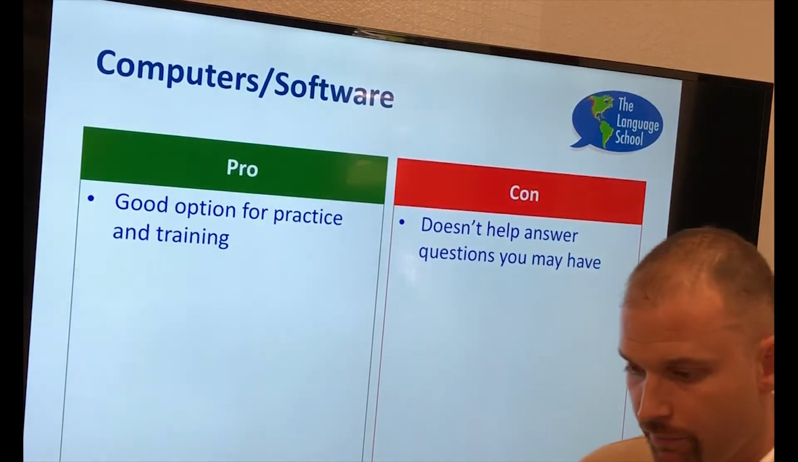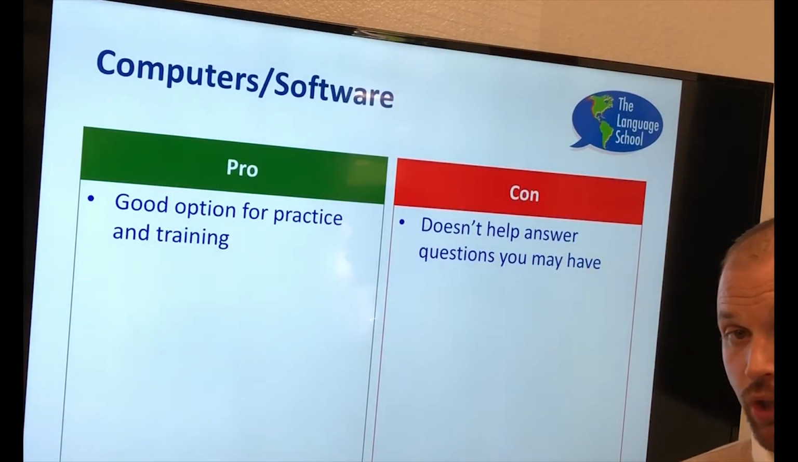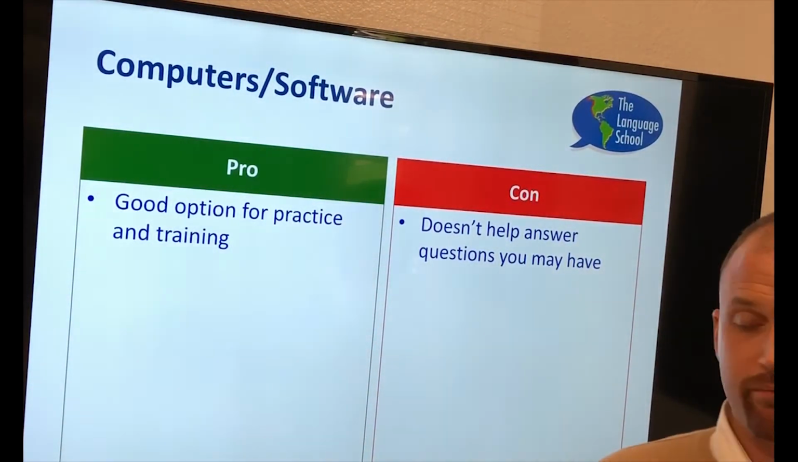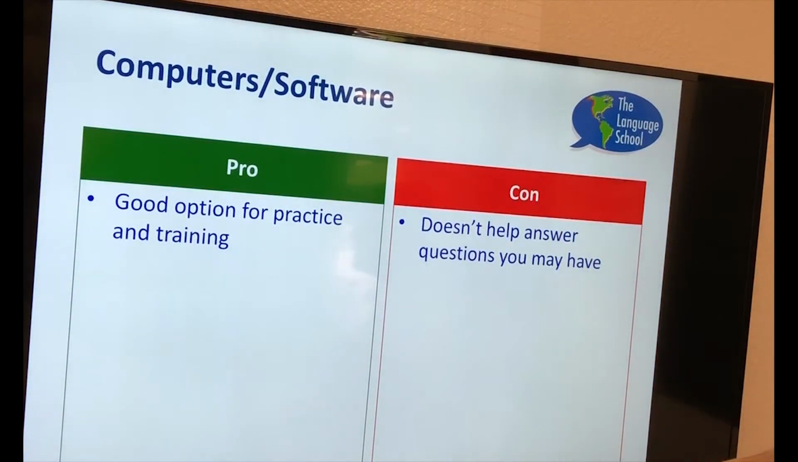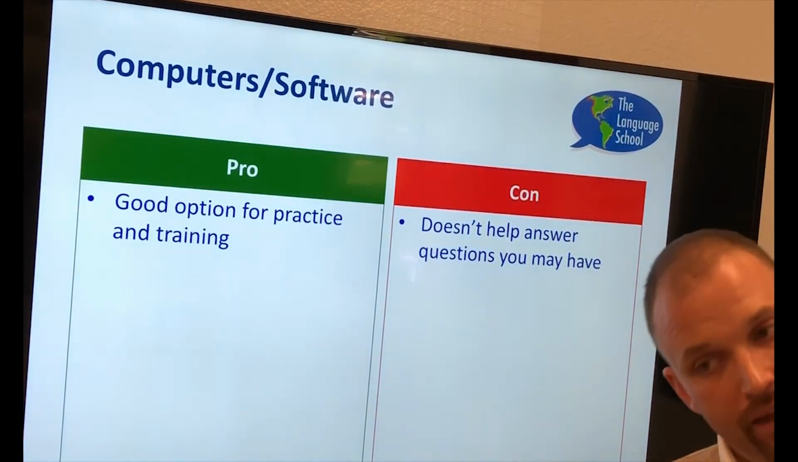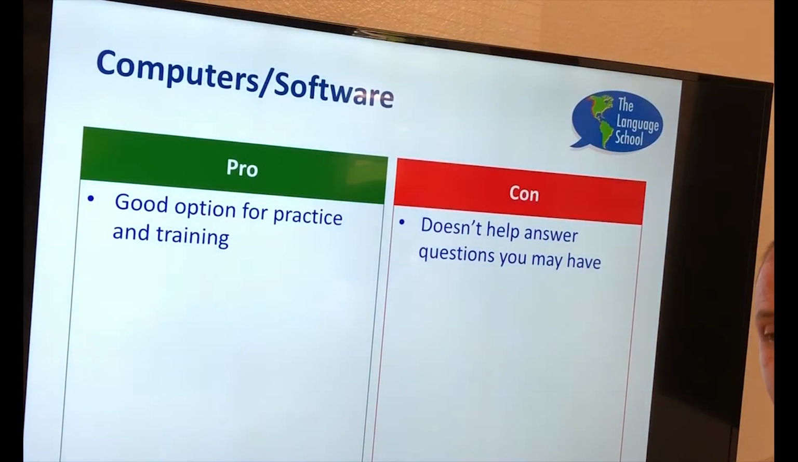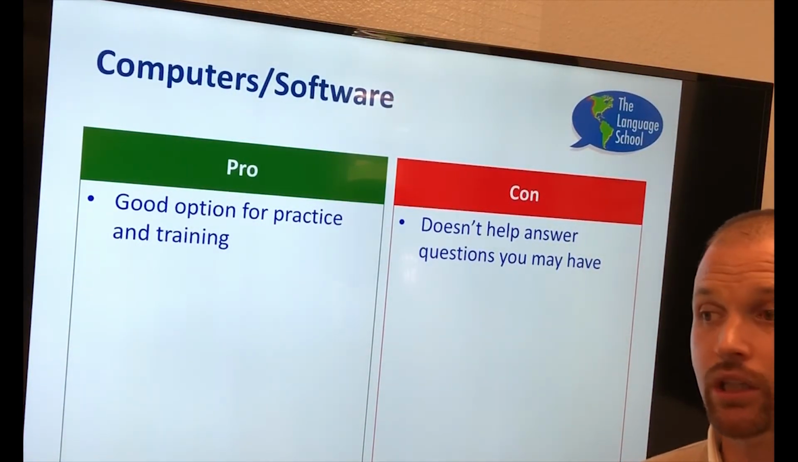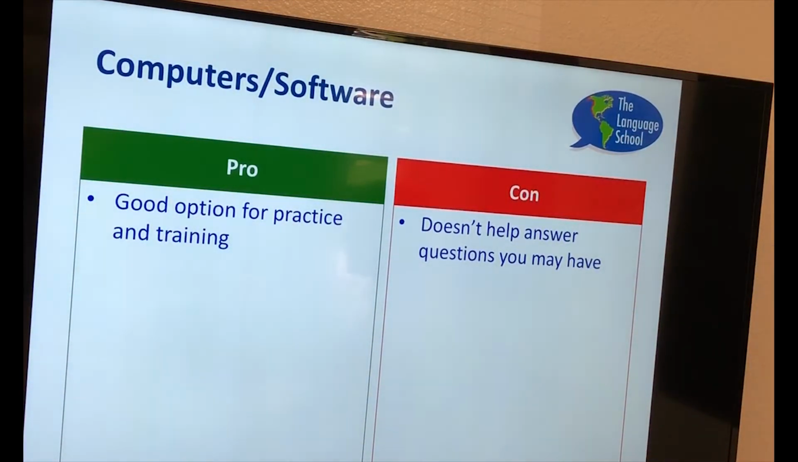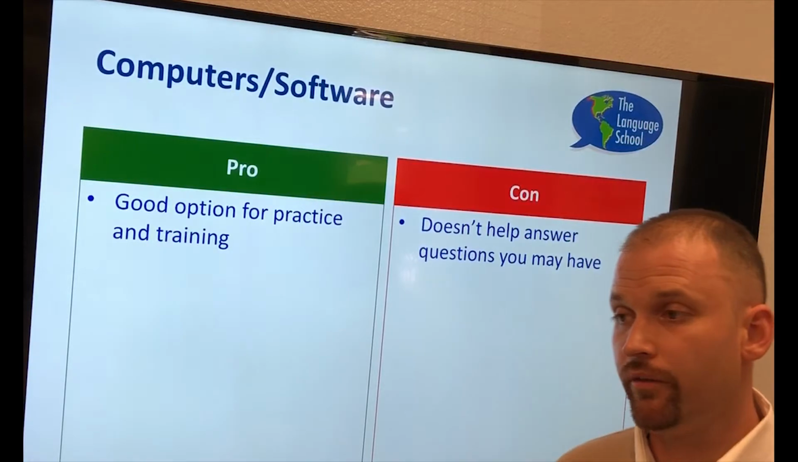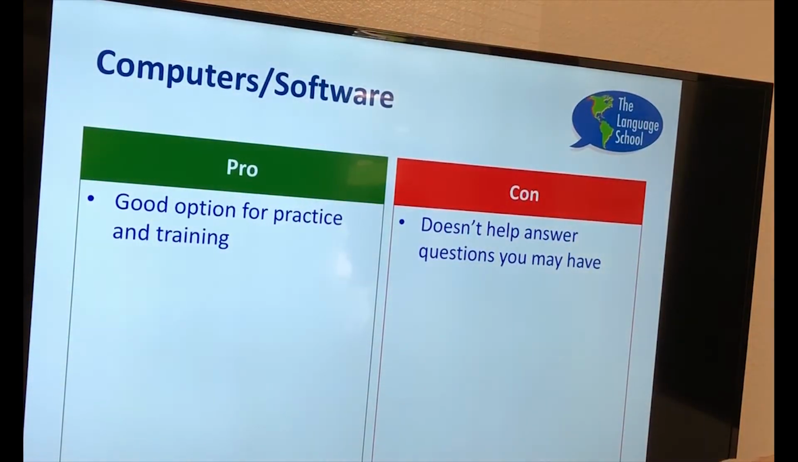Now, I want to tell you this about software. I think it's great for practice. I recommend all of my students to download Duolingo or to buy Rosetta Stone and to use these applications at home. Because when you're learning a new language, you have to practice, you have to practice, you have to practice more. If you don't have a conversation partner, how are you going to practice? There's only so much homework you can do, and I think these applications are pretty cool for being able to practice and continue the studies outside of class.